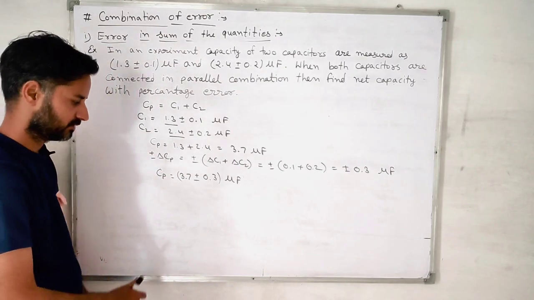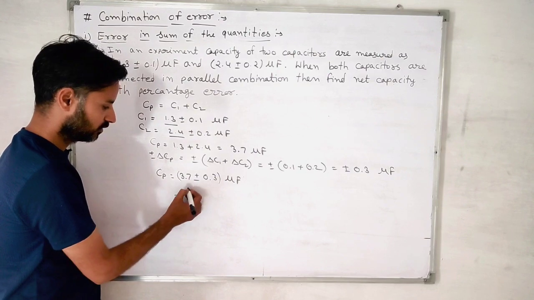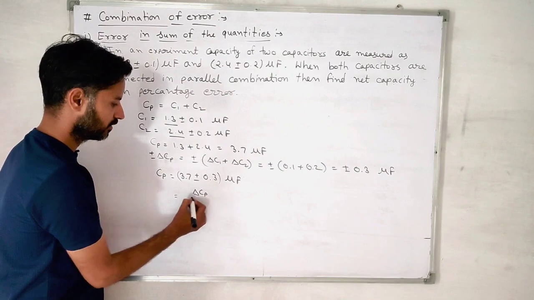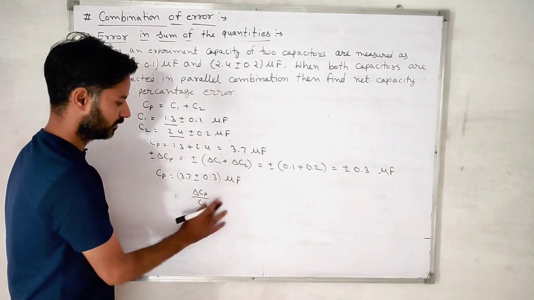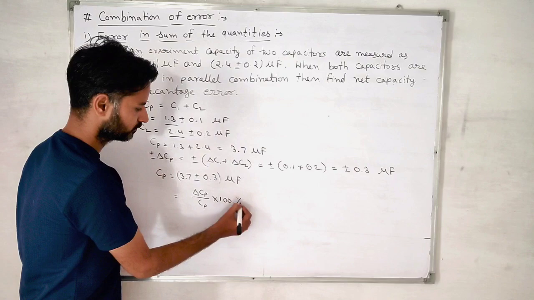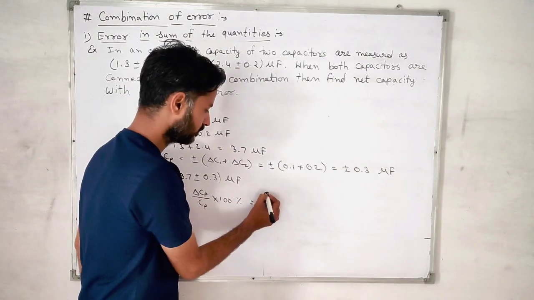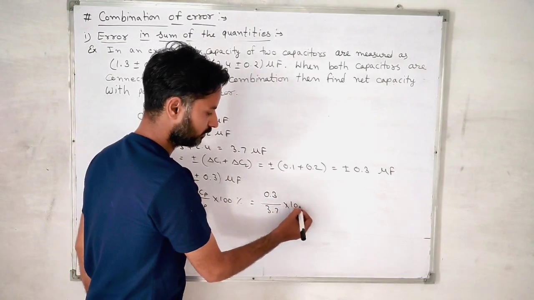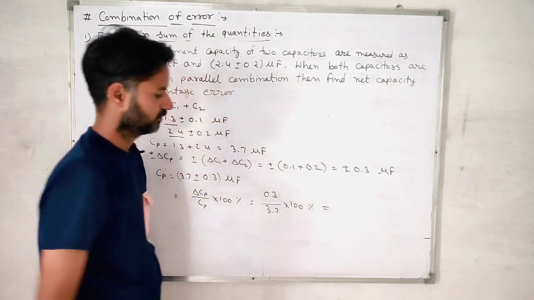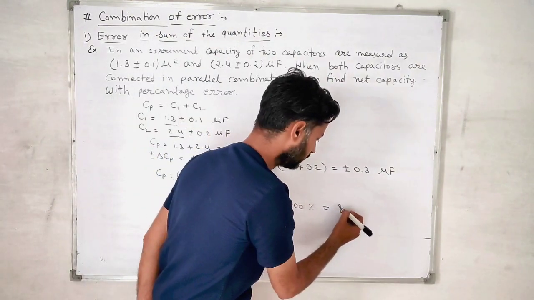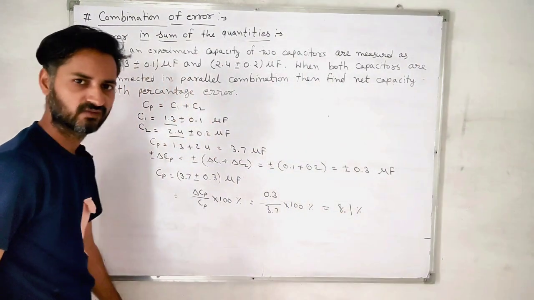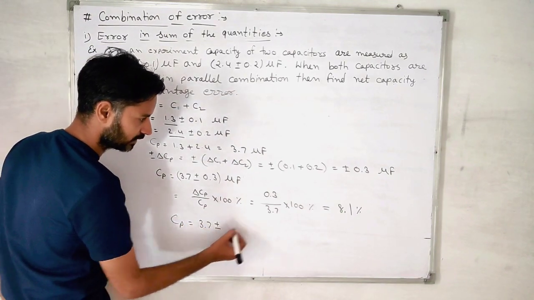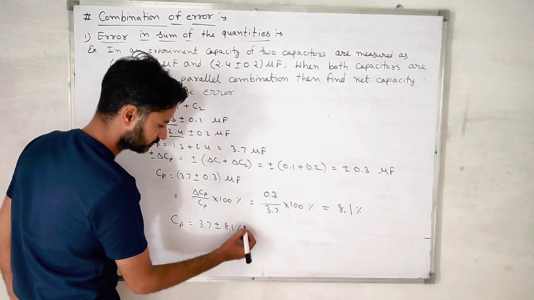If we want to know the percentage error, then the percentage error is equal to mean absolute error, which is del Cp, divided by original value Cp, into 100. Del Cp is 0.3, Cp is 3.7, into 100. It almost comes to 8.1%. So if we write this in percentage error, then Cp is equal to 3.7 plus minus 8.1%.